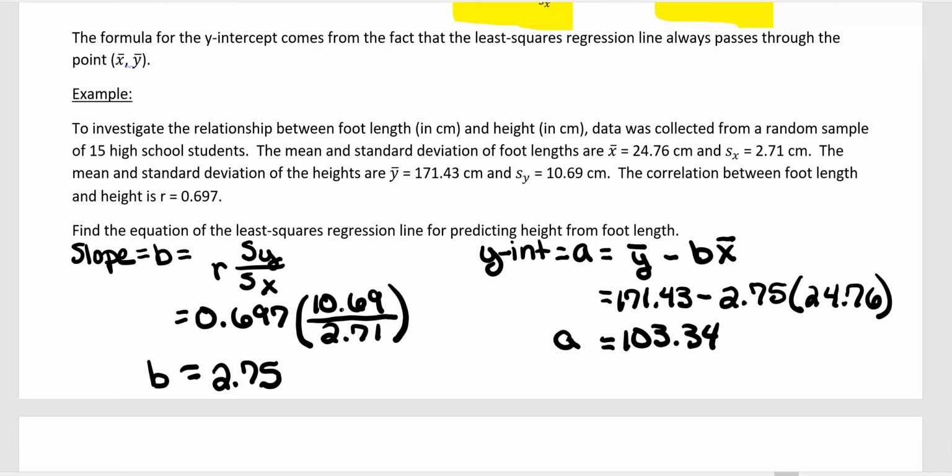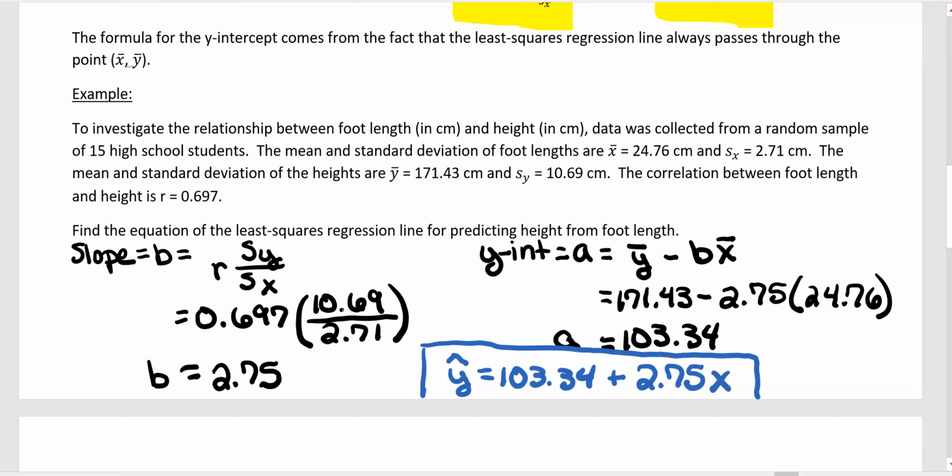So then you can put all of that together and write your y hat equation. So y hat is going to equal 103.34 plus 2.75x. And that's another way of getting a regression equation. So that works if you don't have your data. If you have your data, the easiest way to do it is menu, type it all in, then menu 414. If you don't have your data, then this is the way you would go about getting your equation.